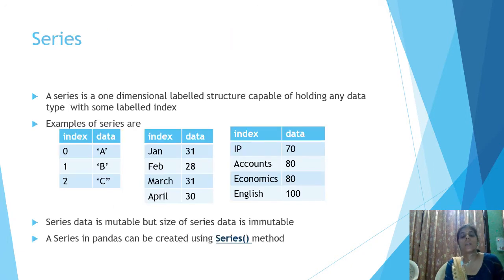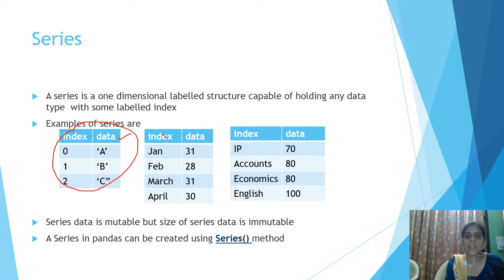Now again move towards the next topic. Our next topic is introduction to series. What is a series? So here you can see some examples. The first example is this. You can see a table in which two lists are there. The first list is index and the second list is data. In the data part there are three things: A, B, C, and in the index part 0, 1, 2.